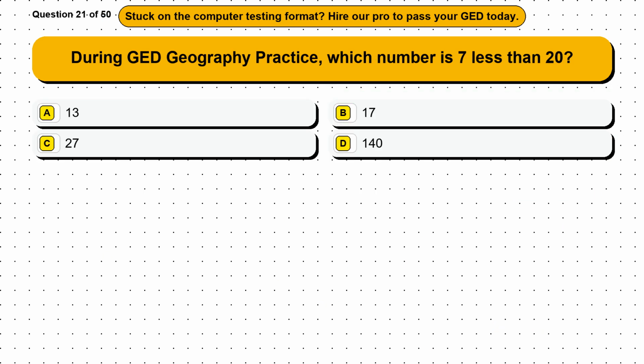Question 21. During GED Geography Practice, which number is 7 less than 20? Option A, 13. Option B, 17. Option C, 27. Option D, 140.